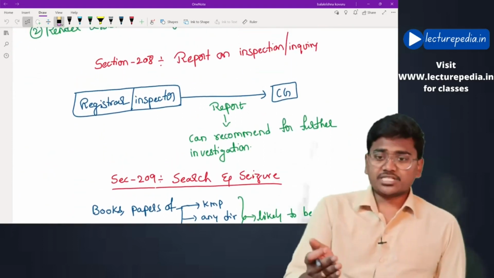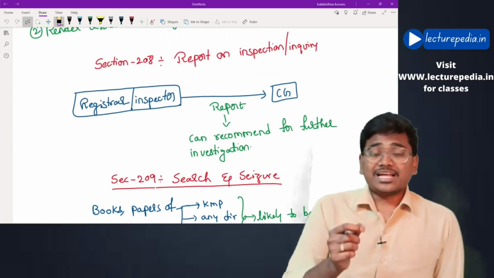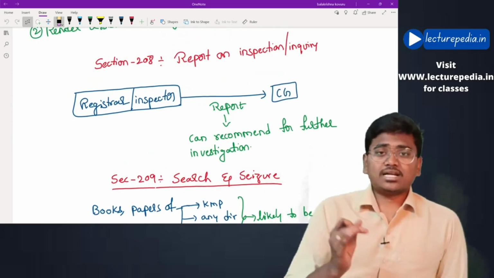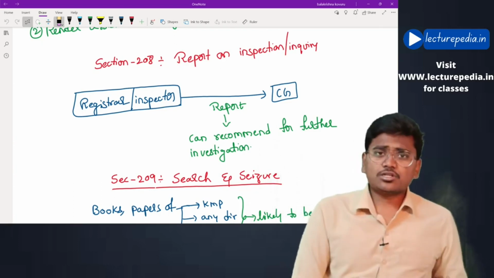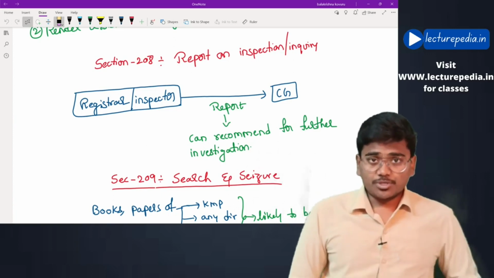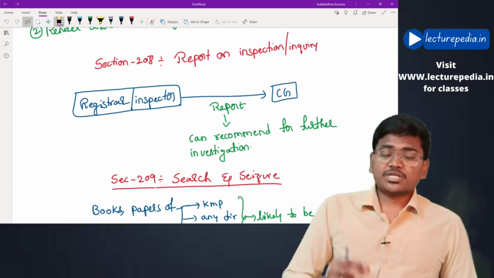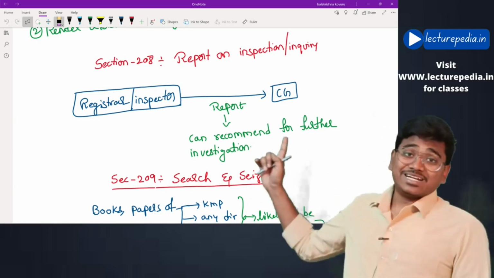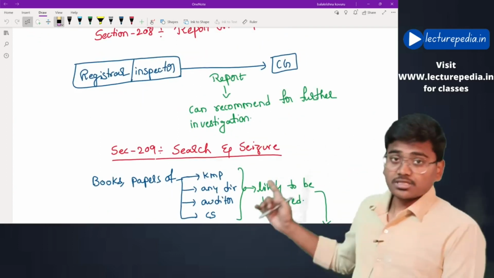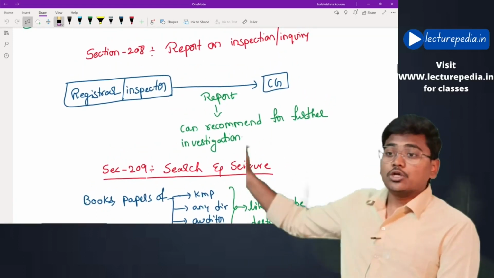Okay, the inspection or inquiry is conducted. After conducting the inspection or inquiry, a report will be submitted. First of all, who will conduct the inspection or inquiry? Either the registrar or the inspector appointed by the central government will conduct. These people will present their report of inspection or report of inquiry to the central government.